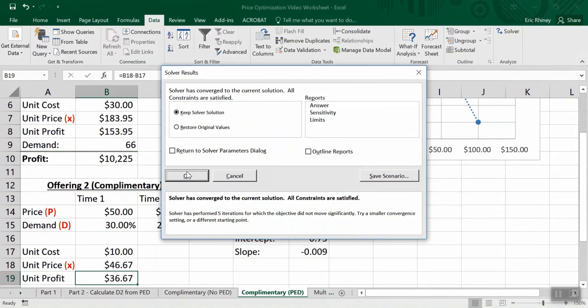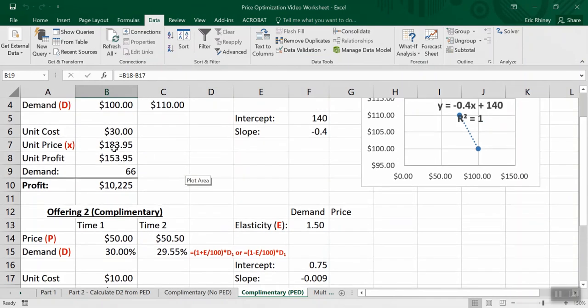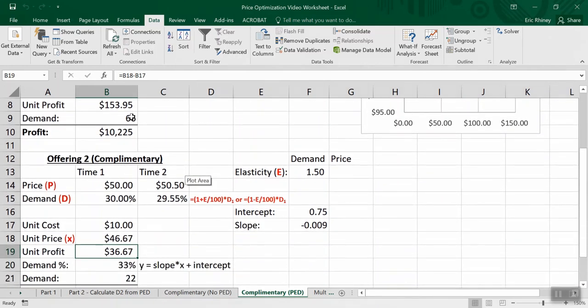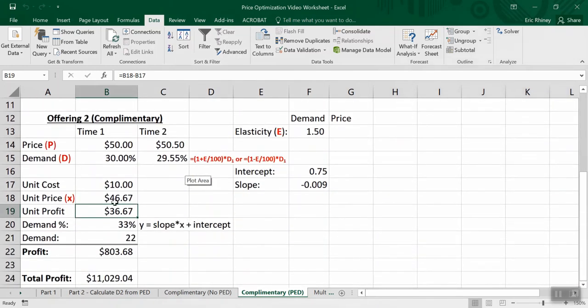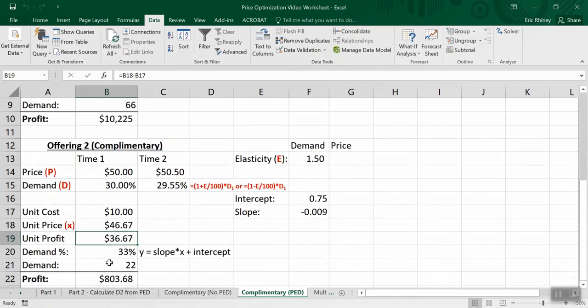All right, and I hit OK and it converged, and we could see now that we went from $180 to $184 almost, demand of 66, and our price now for our second offering is $46.67, which created a demand of 33%, and that's a derived demand of 22 customers at a profit of $803, almost $804, and that gives us an overall total profit of $11,000. So there you have price optimization.